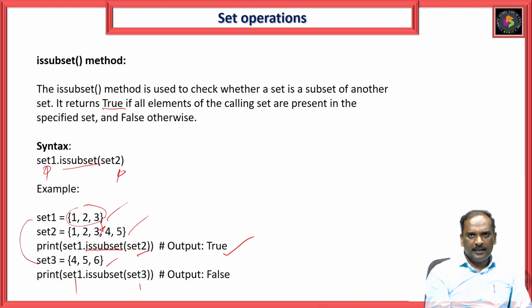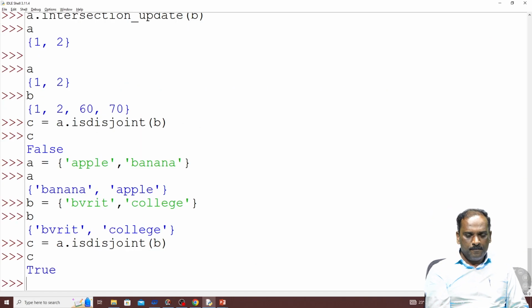Now 1, 2, 3 are the elements of set 1. Are 1, 2, 3 elements of set 3 also? No, they are not part of set 3. Set 3 contains 4, 5, 6. So, since the elements of set 1 are not part of set 3, the output returned is false. This we shall see with an example.